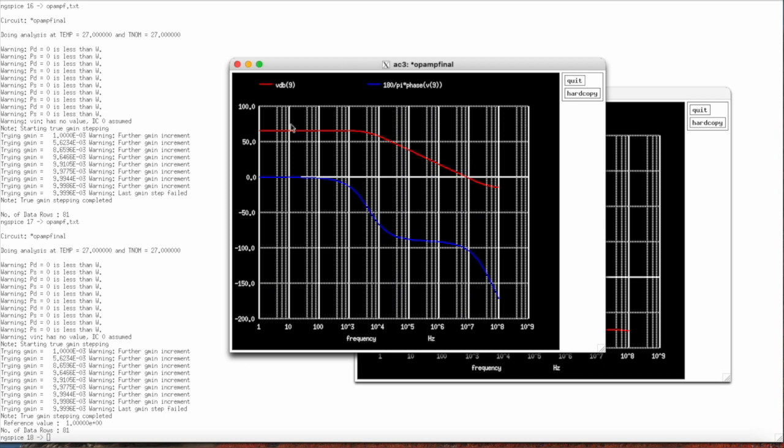So we can see that the gain is very high. It's around 60 decibels, and we can also see that the phase margin is very good, because at 0 dB gain we have a phase of around minus 100 degrees. That corresponds to a phase margin of around 80 degrees, which is a very good phase margin for an OPAMP.